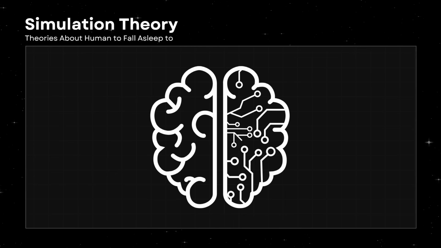Skeptics argue that the theory does not explain anything new. Saying we are in a simulation changes the setting, but not the facts of our daily lives. Gravity still works, fire still burns, love still heals and breaks. Whether the world runs on code or atoms, the experiences remain the same. That makes simulation theory more of a thought experiment than a scientific model. Still, it raises important questions.